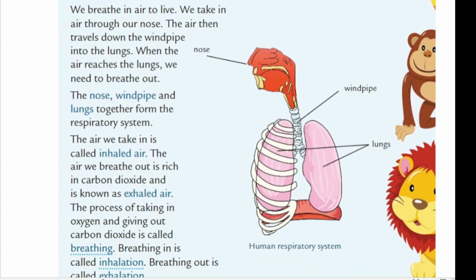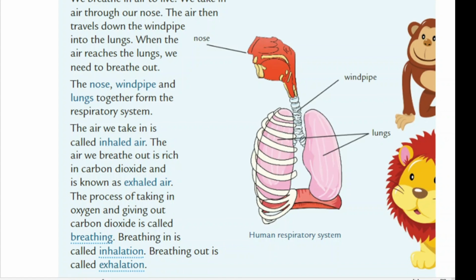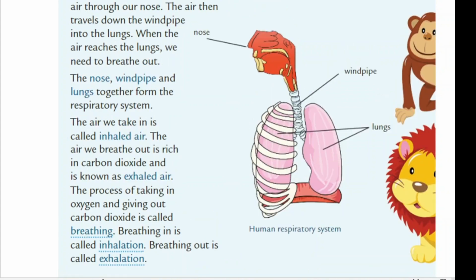The air we take in is called inhaled air. The air we breathe out is rich in carbon dioxide and is also known as exhaled air. The process of taking in oxygen and giving out carbon dioxide is called breathing. Breathing in is called inhalation. Breathing out is called exhalation.